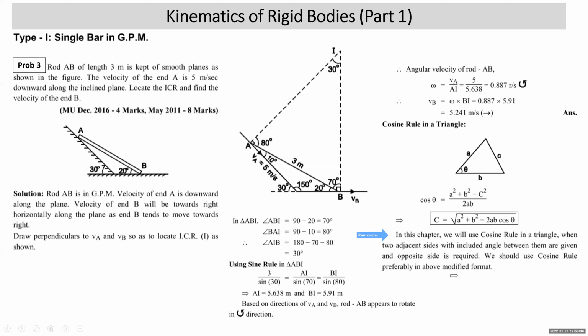We should use cosine rule, preferably in the modified format. What is the advantage in the modified format? It is easy to use the calculator for finding C. So we'll remember it like this. In a triangle, if two adjacent sides are given, included angle is given, and the opposite side is required, we go for cosine.